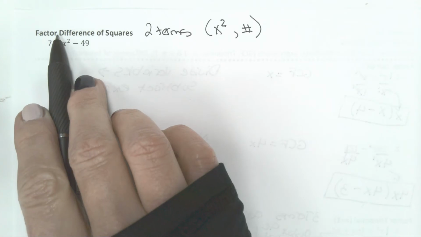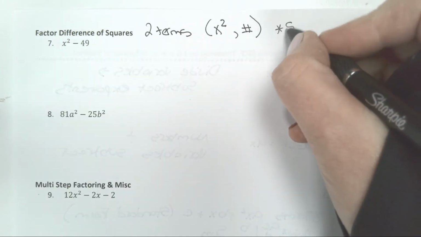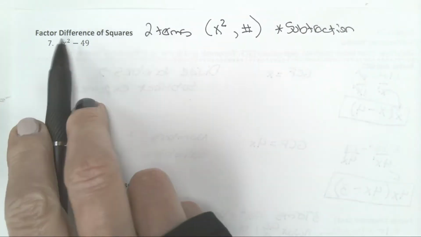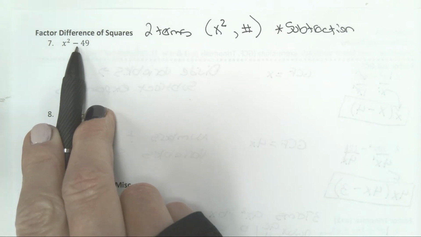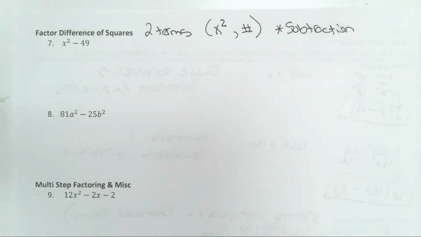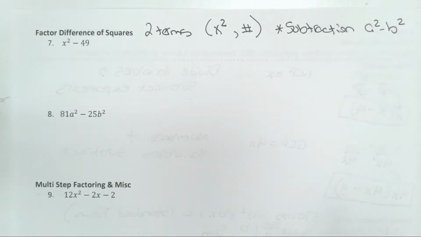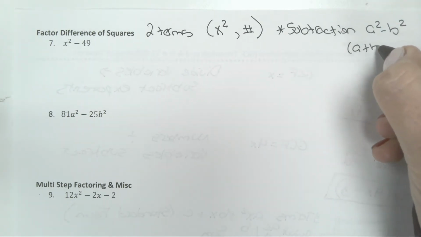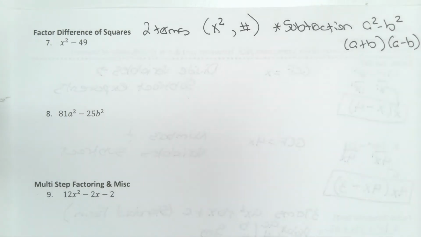Let's see. We also use difference of squares. It has to be subtraction. There has to be a subtraction sign between them. There's a difference of squares formula, and here's what the book says. If you have a squared minus b squared, that factors into a plus b and a minus b.